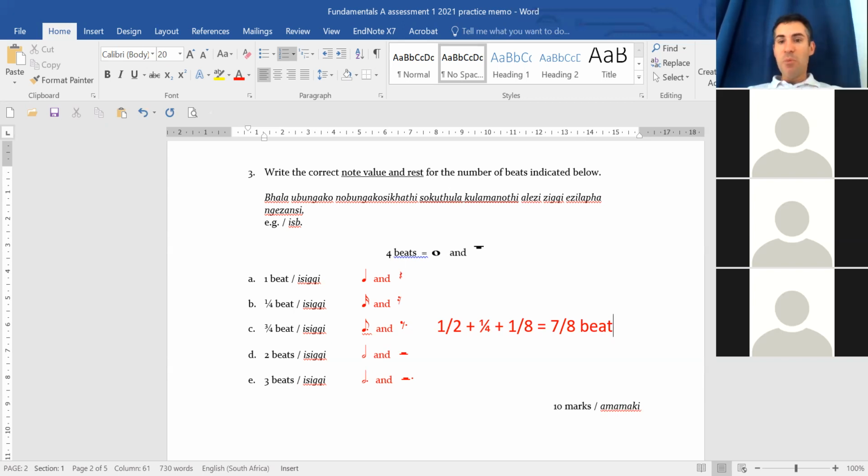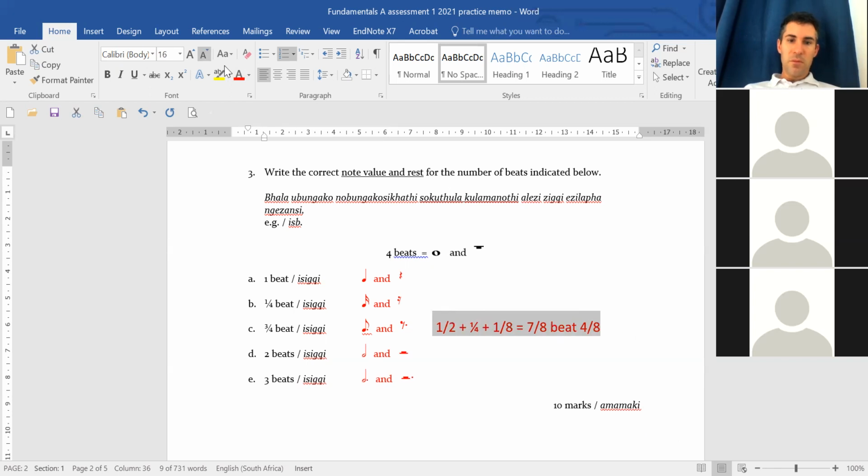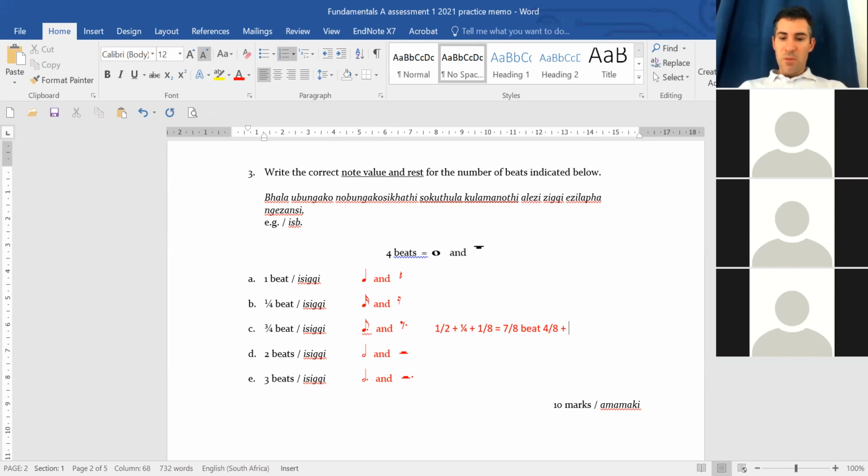Do you see what I would have had to do for this? 1/2 is worth 4/8. A quarter is worth 2/8. And 1/8 is 1/8. So 4 + 2 = 6 + 1 = 7, which is equal to 7/8. But that's if it was a double dotted one, okay?